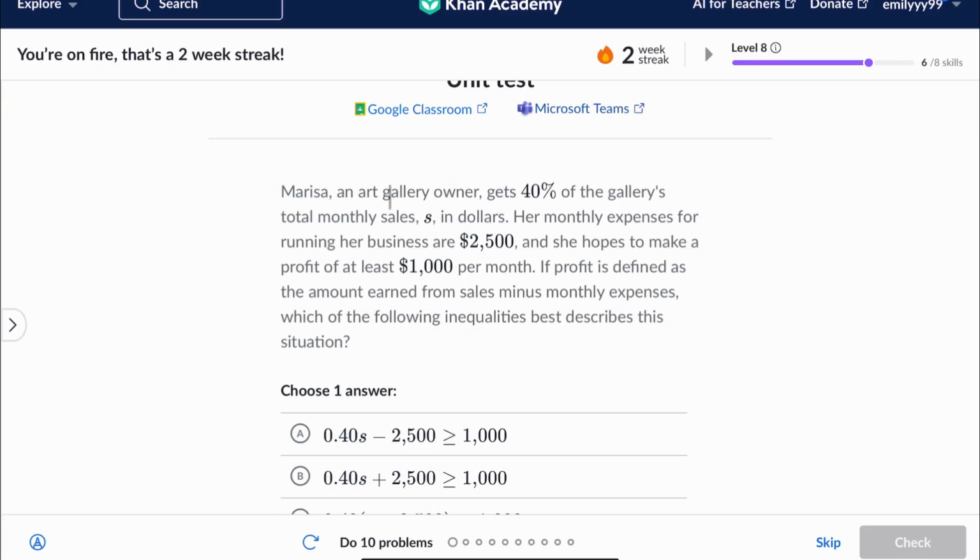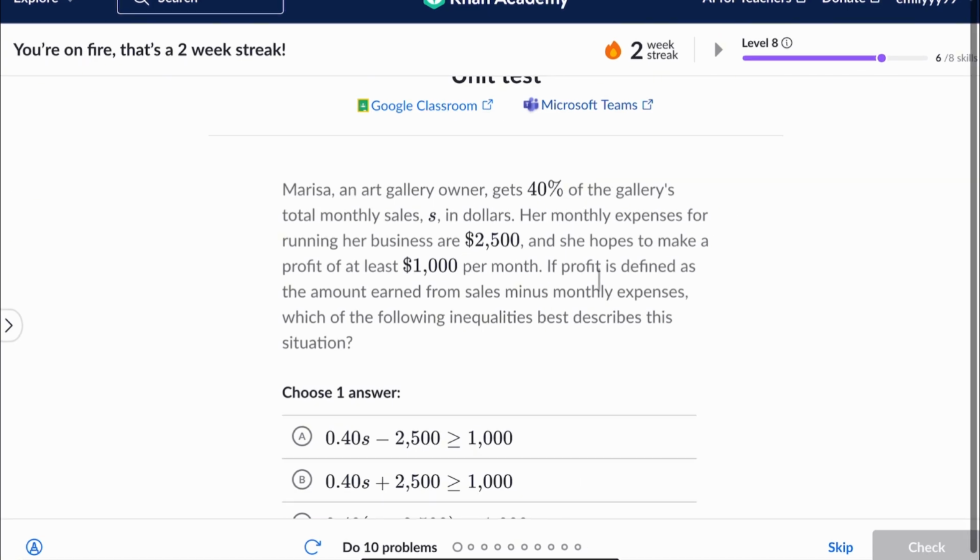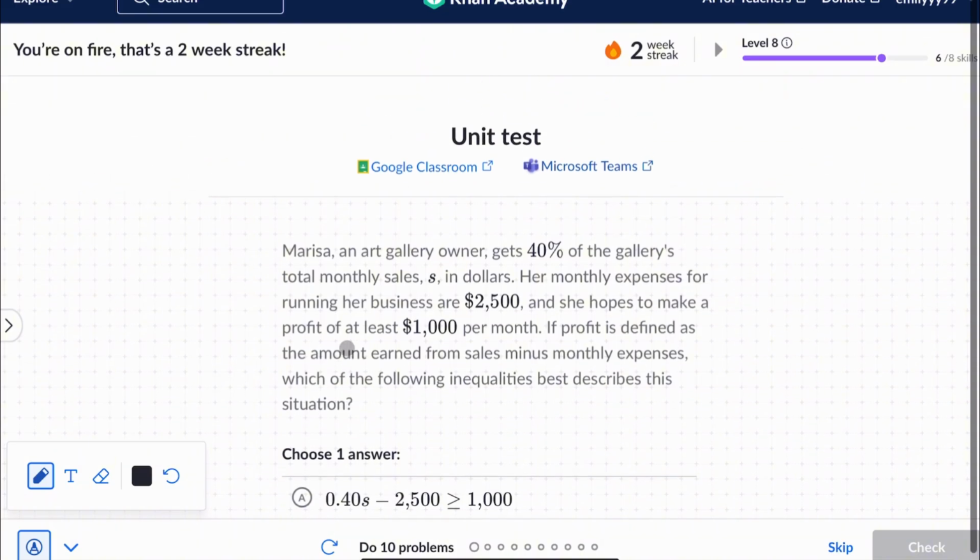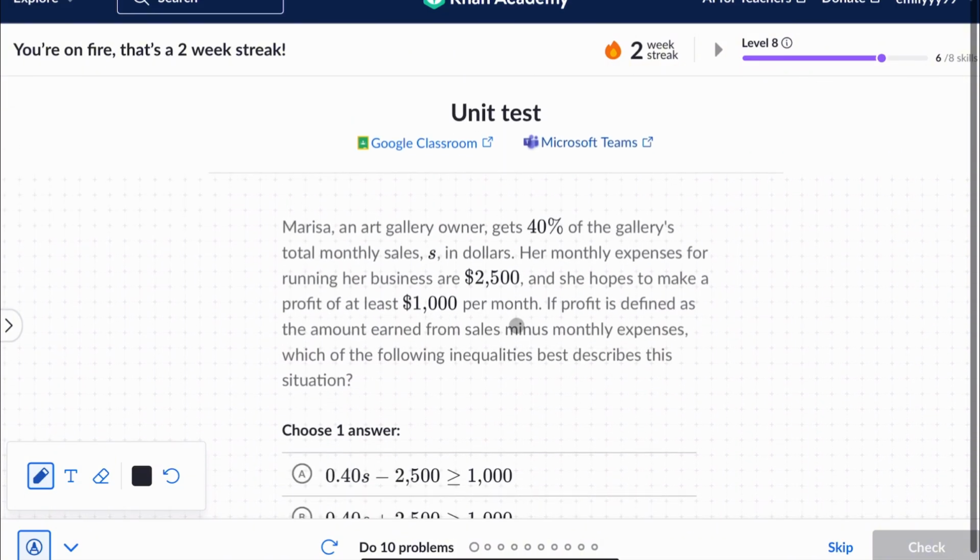Marisa, an art gallery owner, gets 40% of the gallery's total monthly sales, S in dollars. Her monthly expenses for running her business are $2,500, and she hopes to make a profit of at least $1,000 per year. If profit is defined as the amount earned from sales minus monthly expenses, which of the following inequalities best describes the situation? Let's not look at the answer choices for now and try to create the inequality on our own.